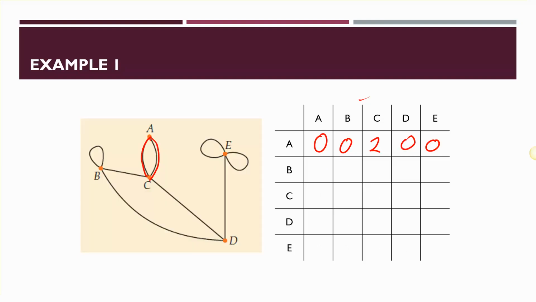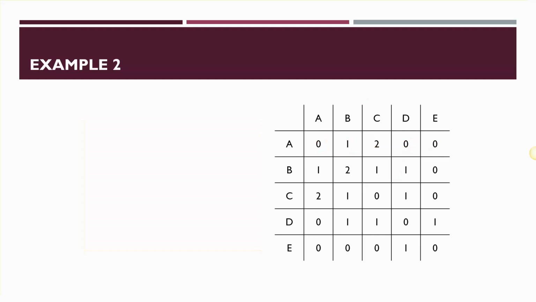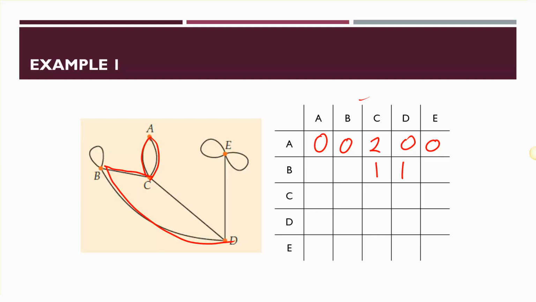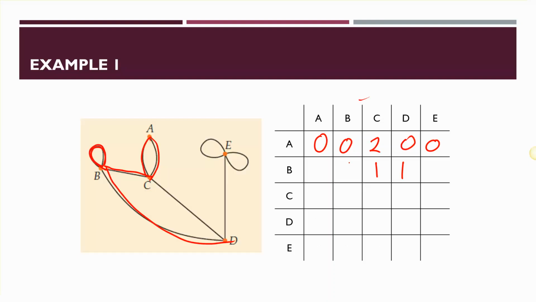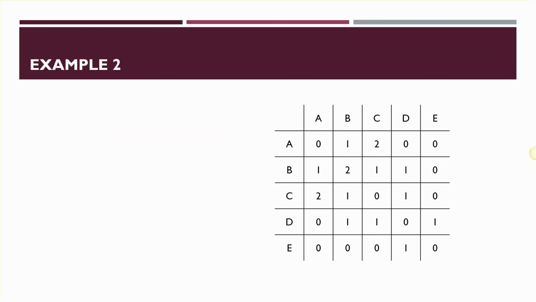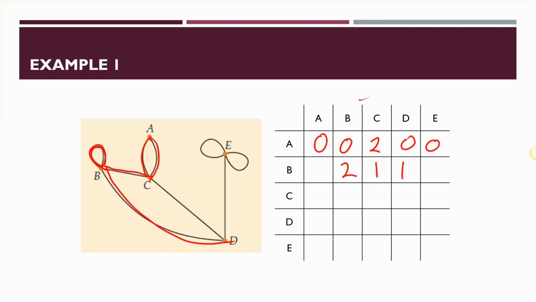B is connected to C, connected to D, and you'll also notice that there is a loop present. And remember, a loop counts as 2 in an adjacency matrix. I'm sorry that this presentation keeps doing that, but we're just going to have to put up with it. The other ones are going to act as zeros.